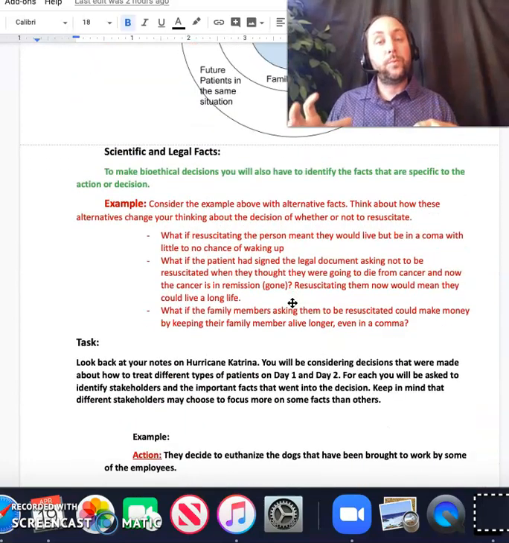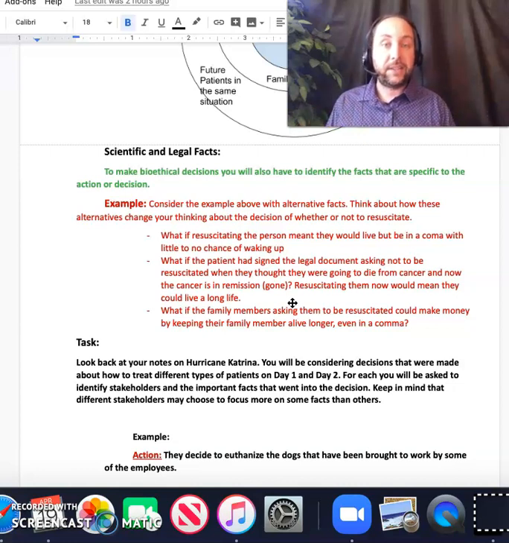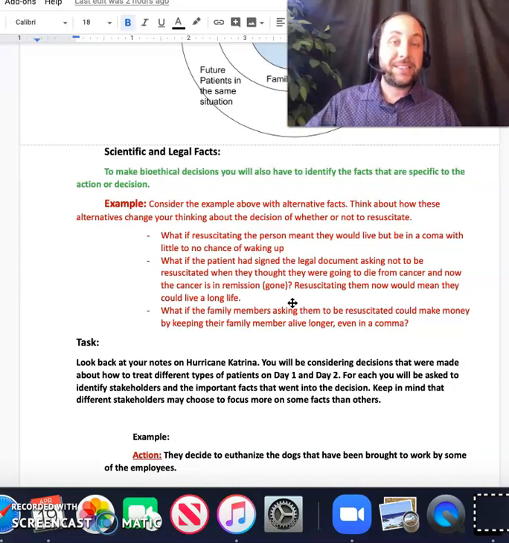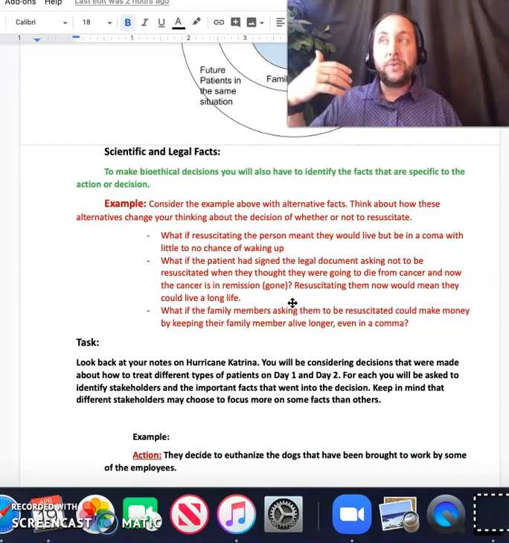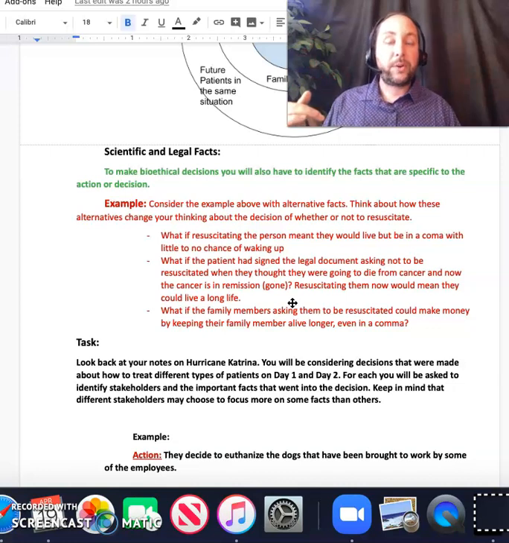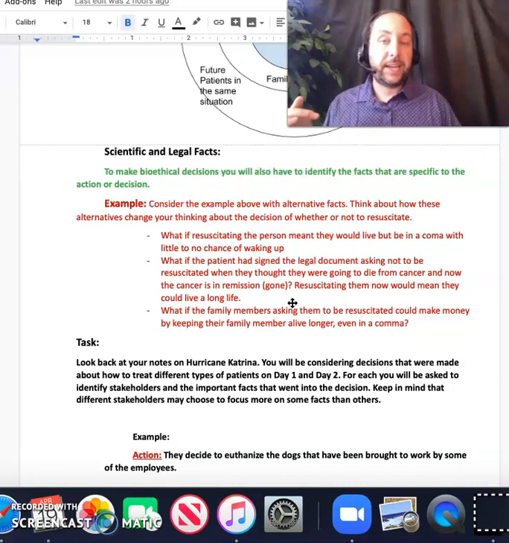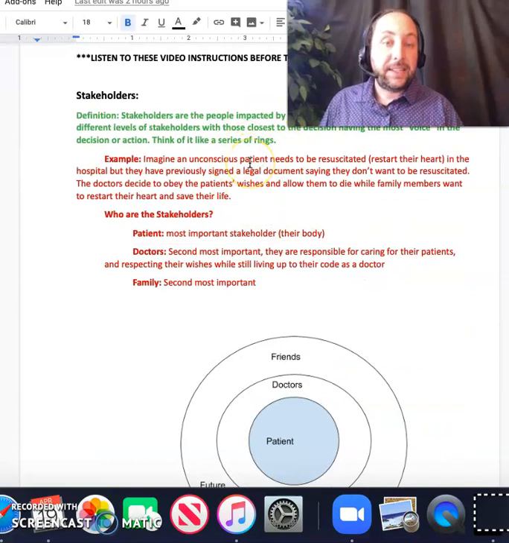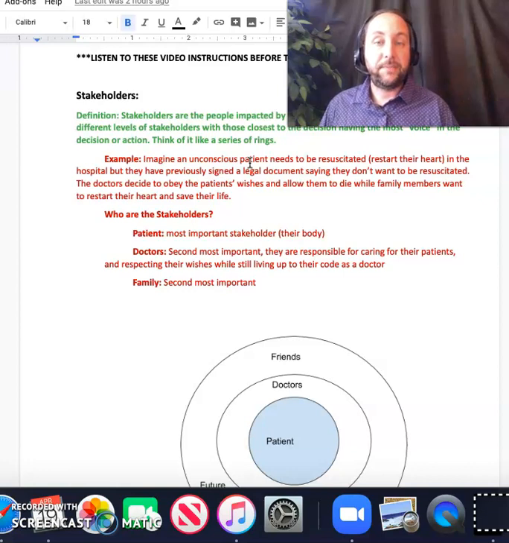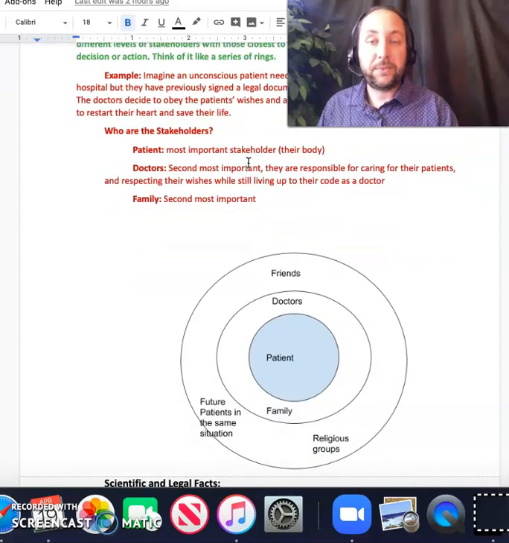Then the other thing you need to consider on these notes is what the legal facts are, scientific and legal facts. So we can't make a decision in bioethics unless we have some facts to base that decision on, right? And you have to identify what the most important facts are before you take an action. Okay, so I gave you some facts in this case study, right? They had a DNR. They said they didn't want to be resuscitated. The doctors decided to allow them, and the family wanted them to restart the heart and save the life.